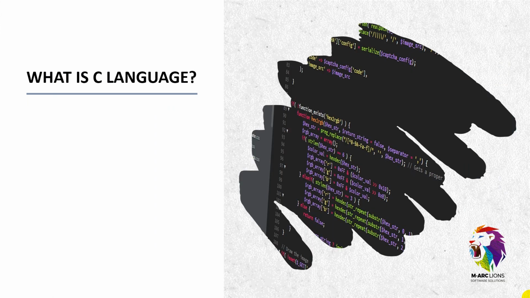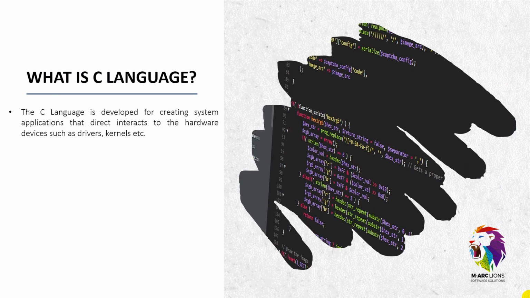What is C language? C language is developed for creating system applications that interact with hardware devices such as drivers and kernels. Basically, C language is used for the purpose of machine connectivity. This is also called the machine language. Why is it used? It is used to make applications which are connected with machines, like when you are making an attendance portal and you're using a fingerprint scanner machine, some sensors, or something in which a machine is involved. So the C language is used for that.